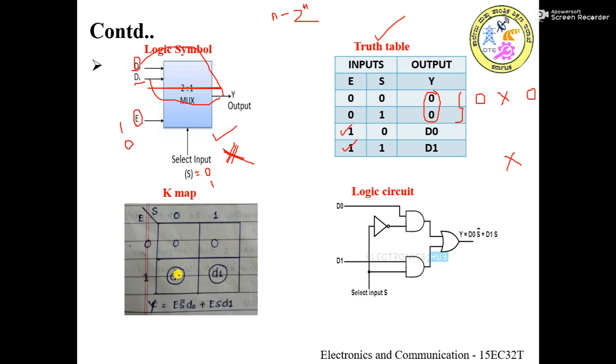So here for the first group, what is the row value here? 1, that is E. So E is what we have to take, so we write E. Next, the corresponding column value, this is 0, and that is indicated by a bar variable, over that we will write a bar. So S we have to take as S bar. E into S bar multiplied with the cell content. The cell content here is D0, so we write D0. So the first combination is E S bar D0.